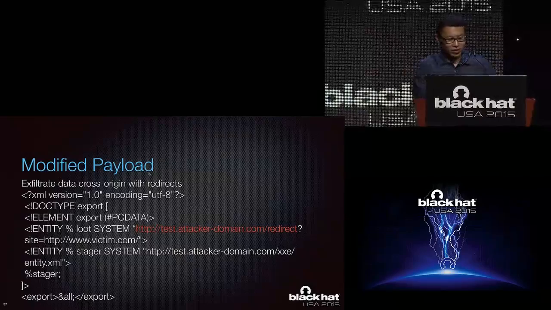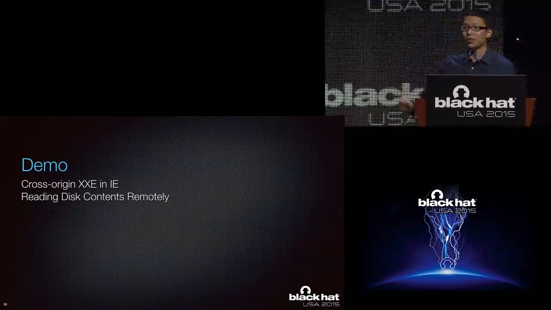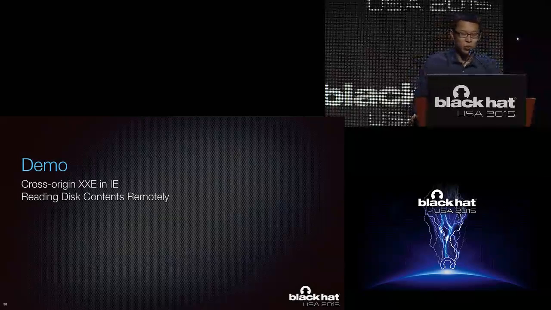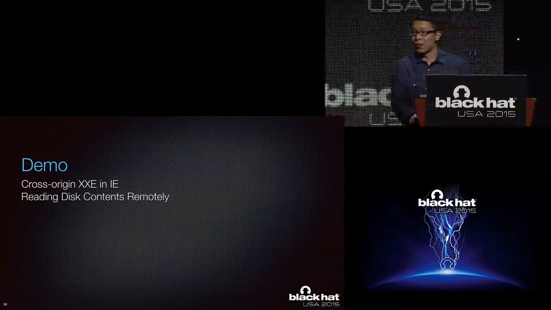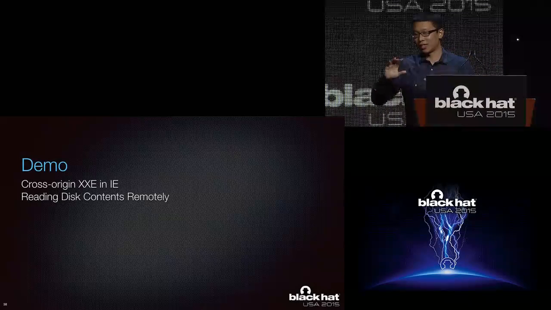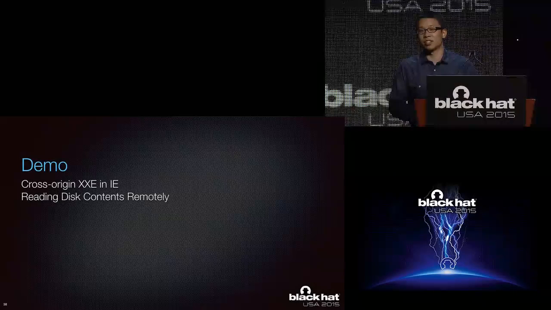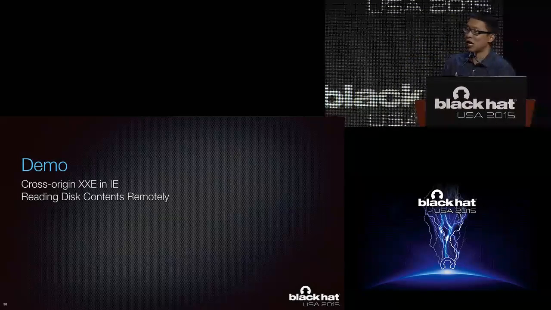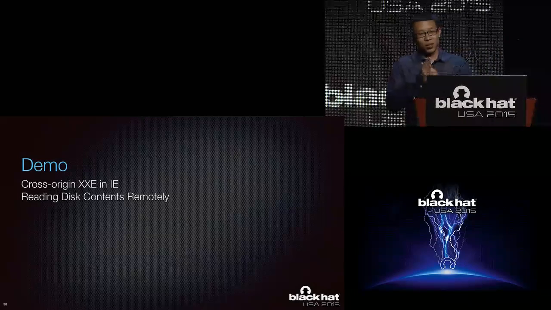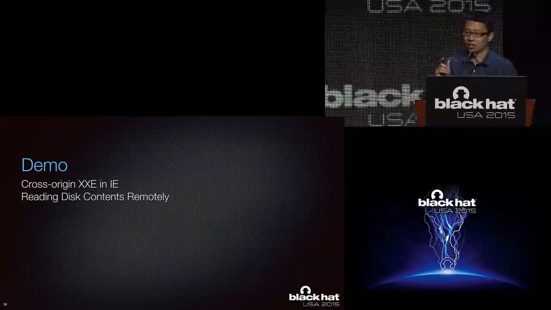So let's take a look at how we can actually use the example to exploit things. We're going to show you two demos. One is to read a secret Google Doc document of a victim. The other one is to read arbitrary disk content of the victim. Both of them do not need user interaction. The only thing the user needs to do is click on the link, and he's compromised. Let's see how that is done.